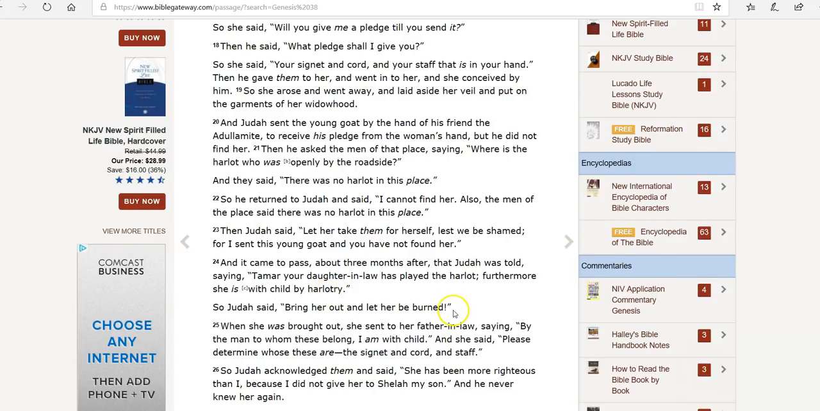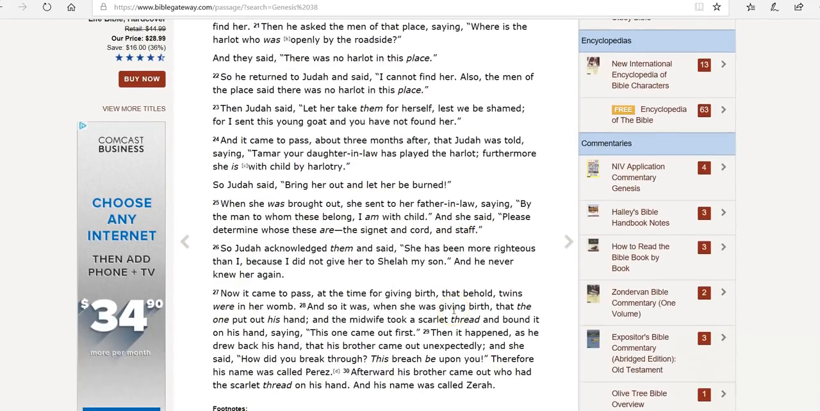Let her be burned. Okay, so that's the reason why I cut us out of there. I wanted you to see why they were saying that. That is the law that was in Leviticus. So when she was brought out, she sent to her father-in-law saying, by the man to whom these belong, I am with child. And she said, please determine whose these are, the signet and cord and staff. Okay, well, Judah had to acknowledge them.